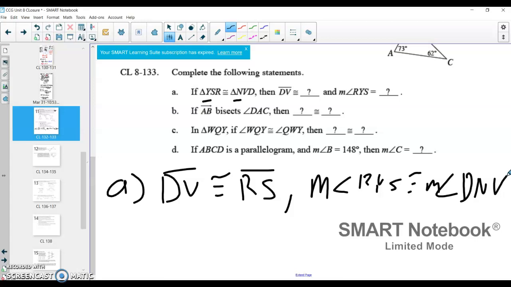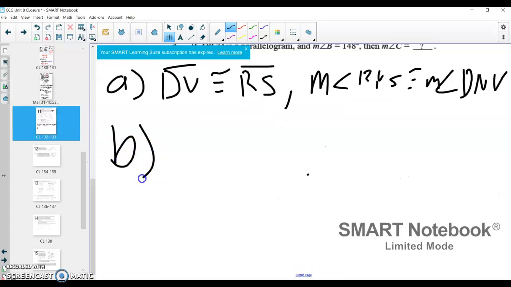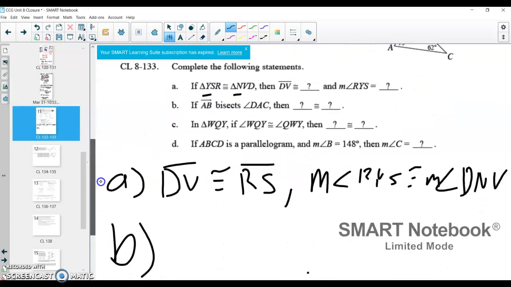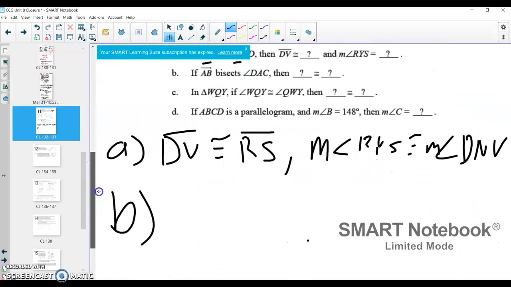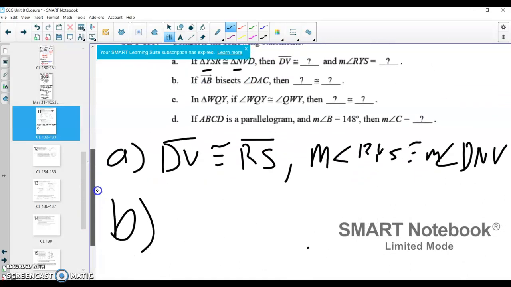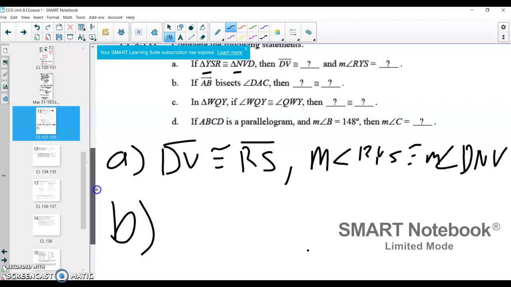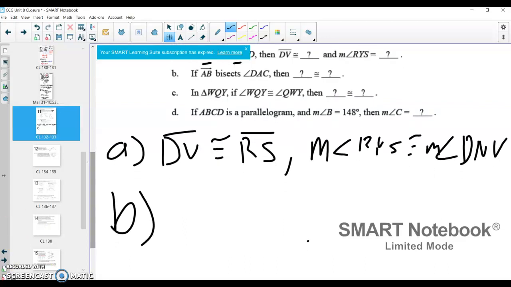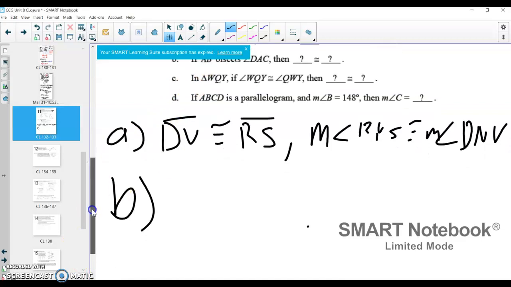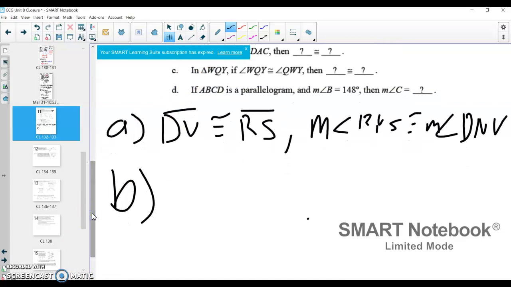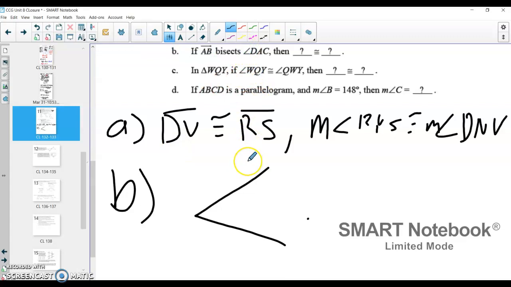All right, let's move on to B. B is one that I'm going to draw out here. So we have this angle here, DAC. We have angle DAC is getting bisected by this line AB. Okay, and so I'm going to draw the angle here. We have, this is the angle, I'm kind of cutting it off here, I gotta get rid of this. You have DAC.